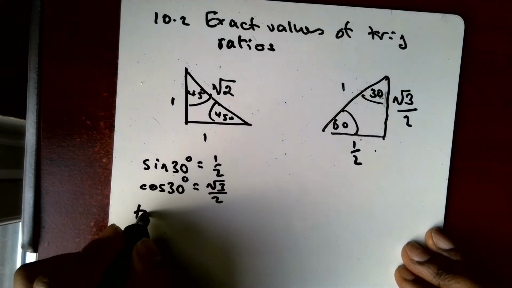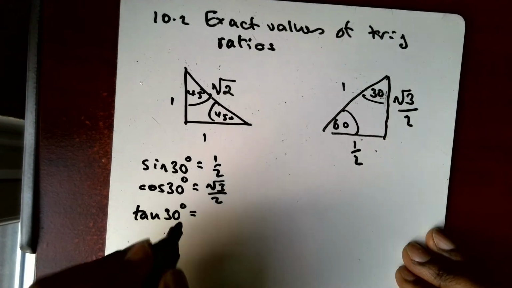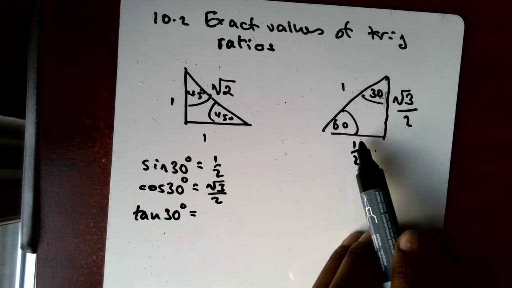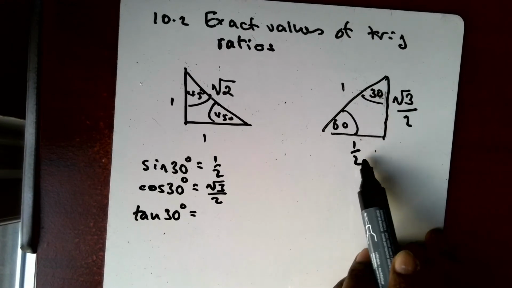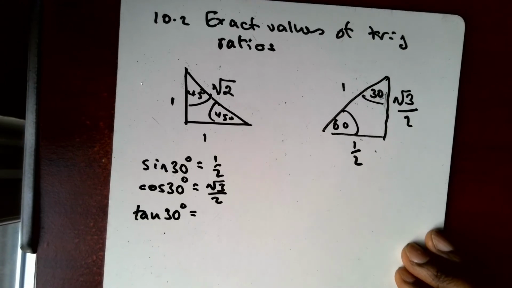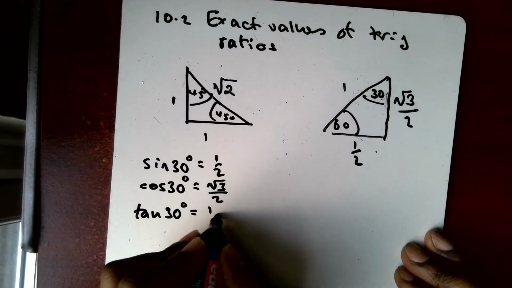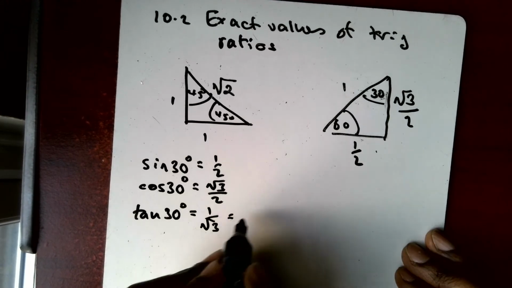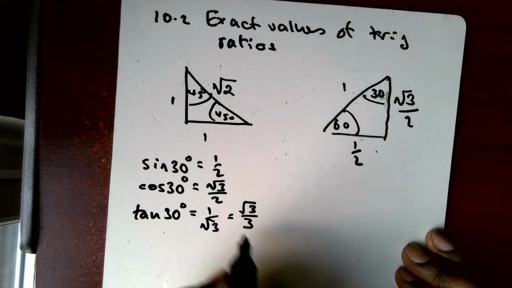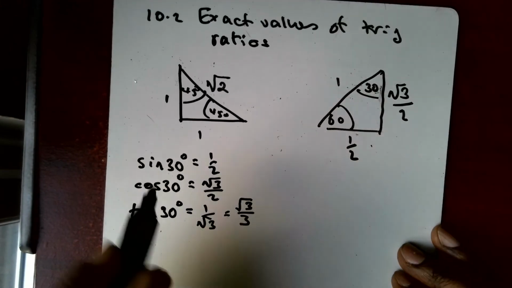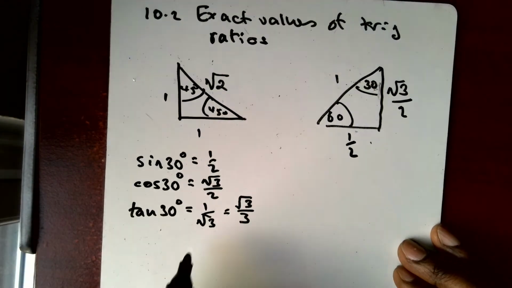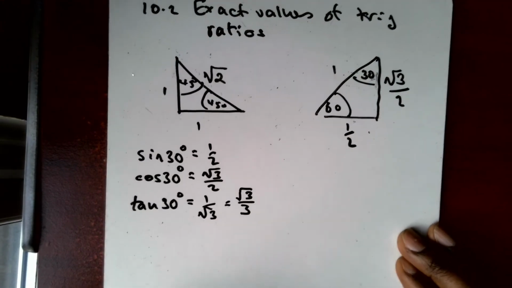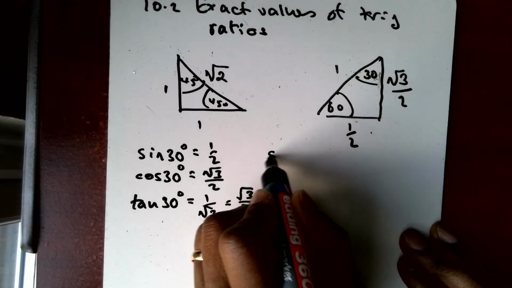And then tan 30, well, tan 30 is going to be the opposite over the adjacent, so it's going to be half divided by root 3 over 2, and if you do that you get 1 over root 3, which is the same, if you rationalise the denominator, as root 3 over 3. It's the same thing. Okay, so here we've got the exact values of sine, cos and tan for 30. So let's go now to 45, since that's the next size angle.